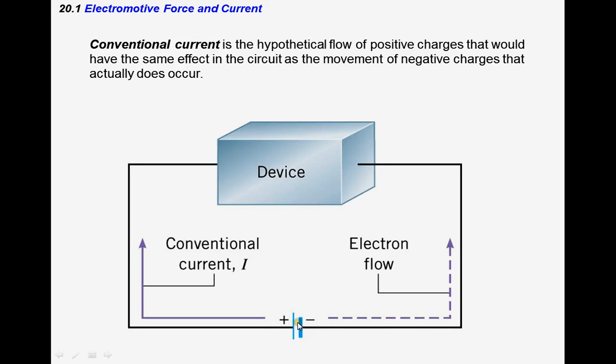And we say conventional current is that current will flow from the positive terminal of the battery through my device and then back into the negative terminal of the battery, where it will take the elevator from the bottom floor up to the top floor, have energy again, and then go around again.